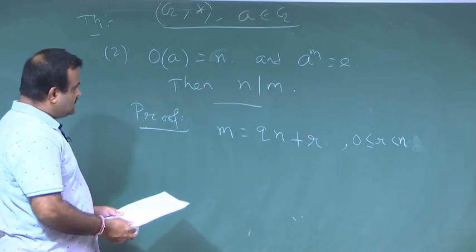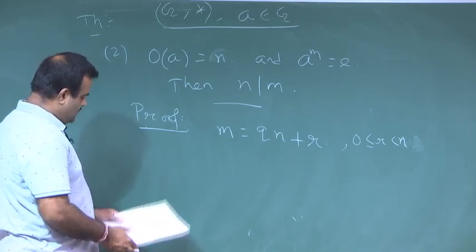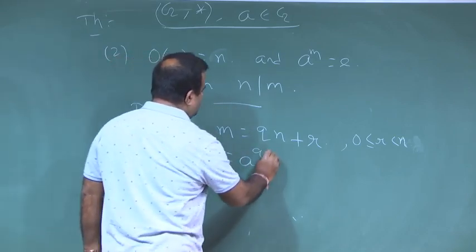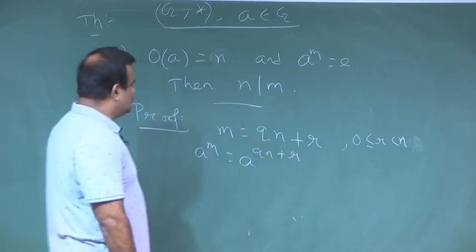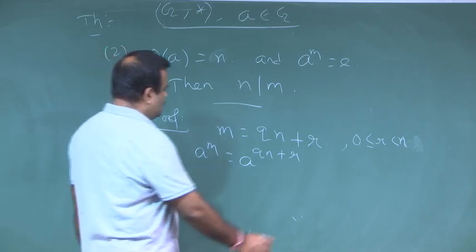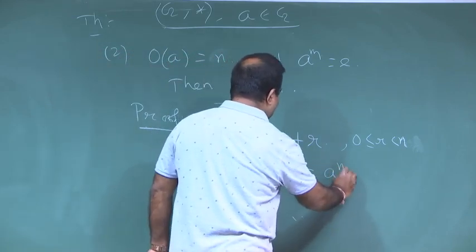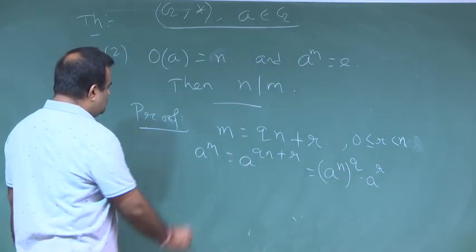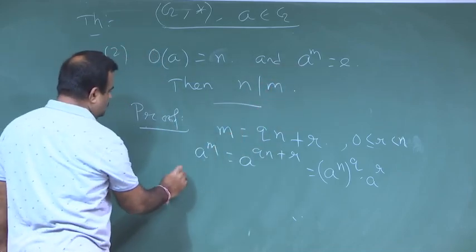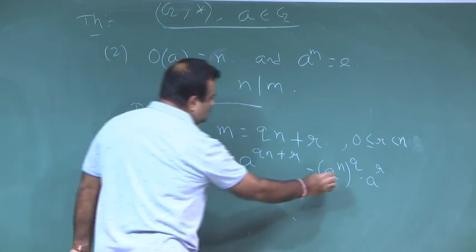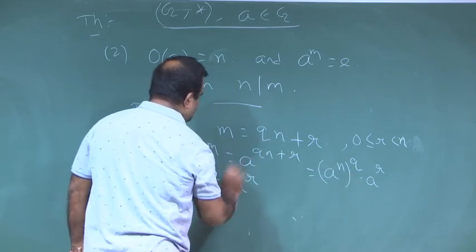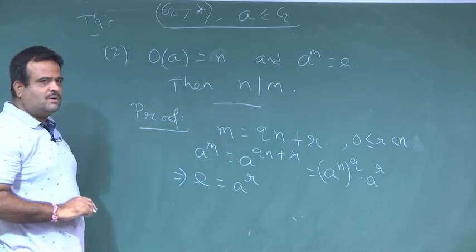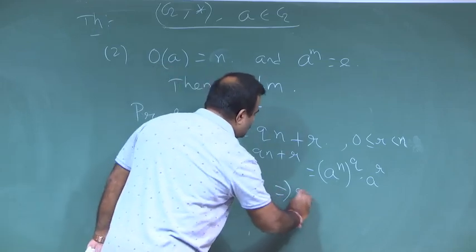Now, we can write a to the power m as a to the power q n plus r. Here we can write this as a to the power n, to the power q, into a to the power r. Now, we know a to the power n is e. So, e is equal to a to the power r. Now, r is less than n and n is the order of the group, so n must be the minimum one. That means this implies r is 0.